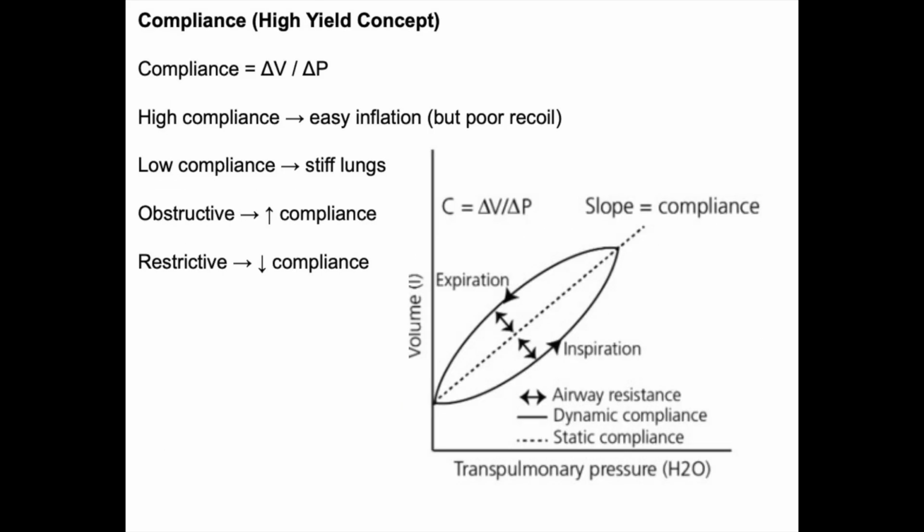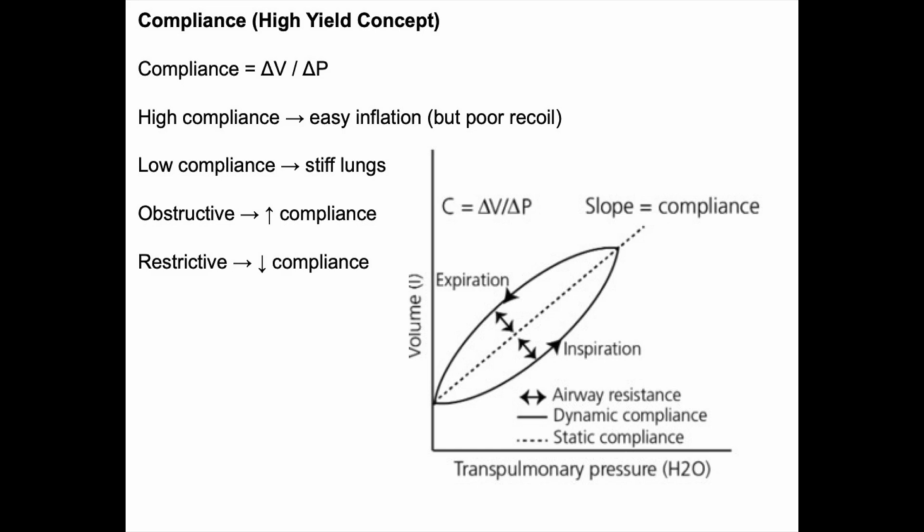So compliance is one of the most important conceptual tools in pulmonary physiology. Compliance equals change in volume divided by change in pressure. It's the slope of the pressure volume curve. So high compliance means the lungs inflate easily, but they don't recoil well. Think emphysema, which is inflated lung tissue. So destroyed elastic tissue, which is easy to inflate, hard to empty.